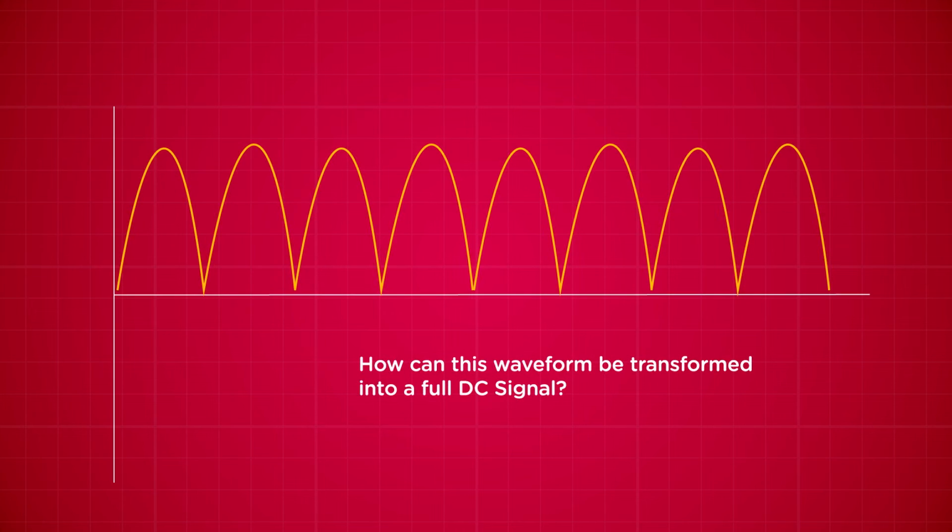Answer this question. Let's say you have a full wave rectifier circuit with this waveform as its output signal. How do you transform this output signal into a DC signal? If you already have an answer to that question, feel free to leave a comment on this video. If you don't know, however, stick around until the end of this video to find out.